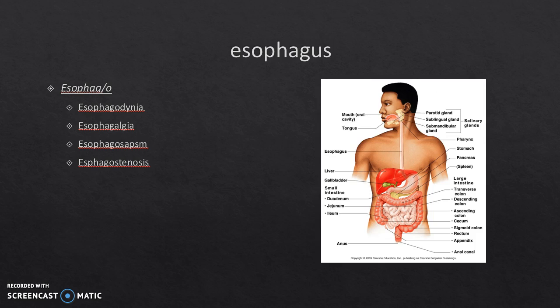Esophagus, right? Esophagus, right, is esophageal, right? And there's a lot of terms that go along with this, right? Esophagodynia, esophagealgia, esophageal spasm, and esophageal stenosis, right? So stenosis is some hardening, some stricture of the esophagus. Spasm is spasm, and algia is pain in the esophagus. So make sure you understand.